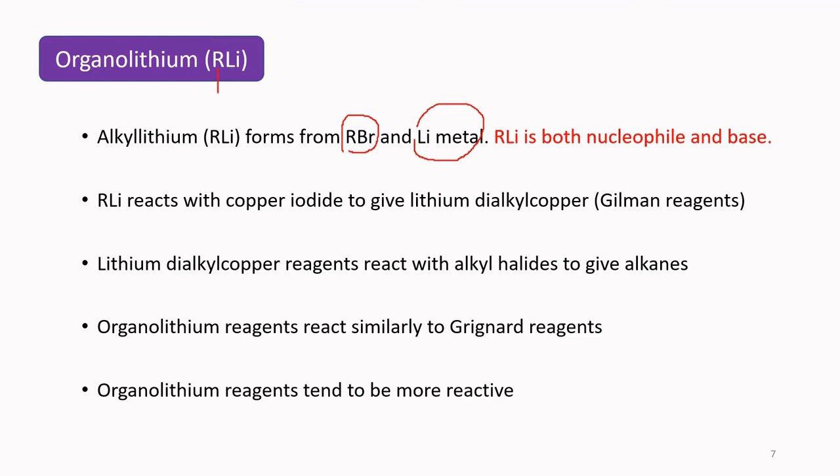Alkyl lithium can react readily with copper iodide to give lithium dialkyl copper, or we can also call it Gilman reagents. And this lithium dialkyl copper reagent can react with alkyl halides to give alkanes. And these organolithium reagents react similarly to Grignard reagents. However, they tend to be more reactive compared to Grignard reagents.